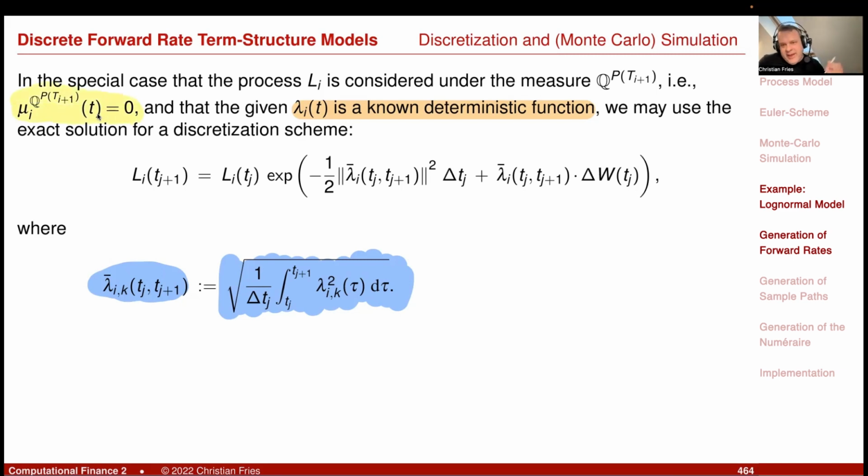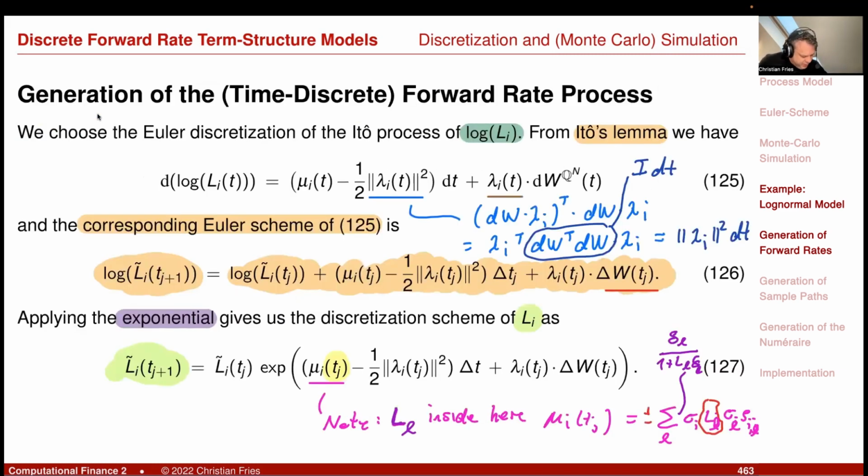So assume I am under the measure that makes Li a martingale. This measure is the Q^{T_{i+1}}. Then I know that the drift is 0. Then I know that this problem does not occur. So there is no discretization error coming from the drift.